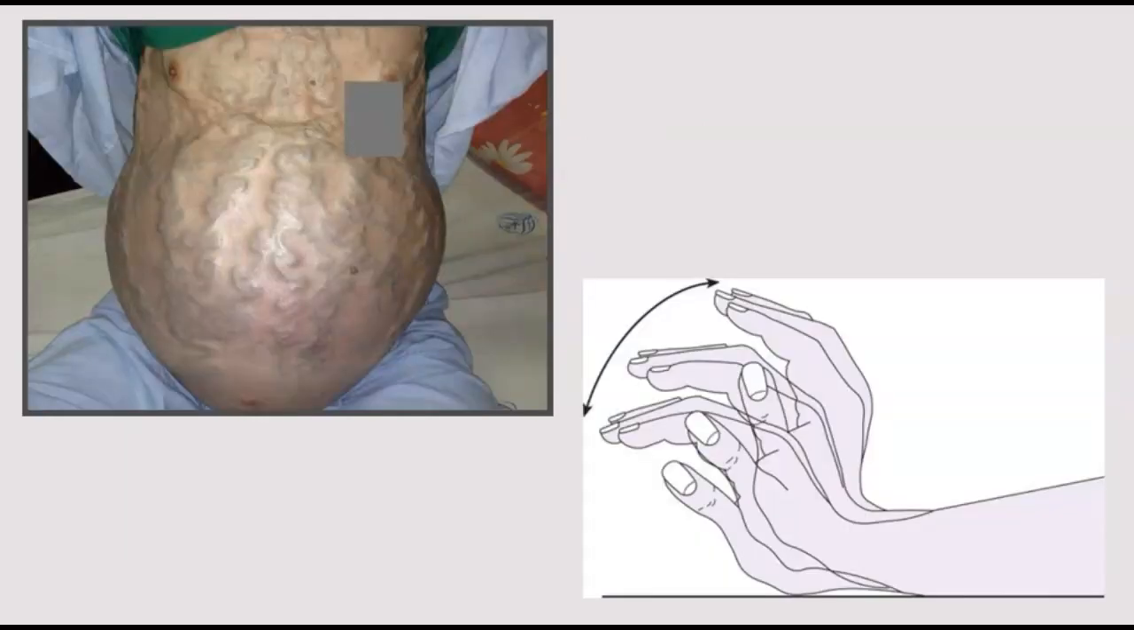On the left-hand side, this is a picture of caput medusae. So these veins are engorged, dilated. It kind of looks like Medusa's hair. That's kind of where they got the name from. And then on the right-hand side, this is asterixis, that hand flapping that you can see. So their wrist will move back up and down, back and forth.